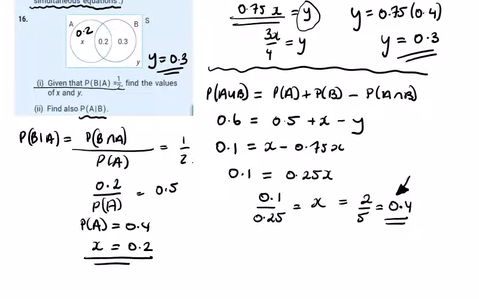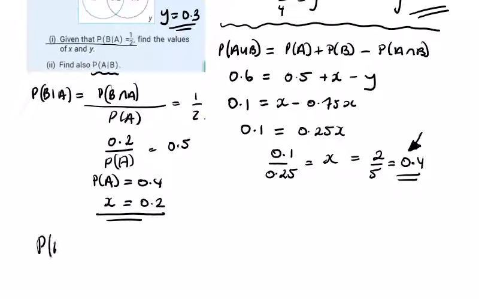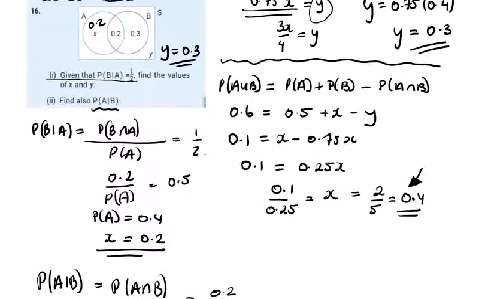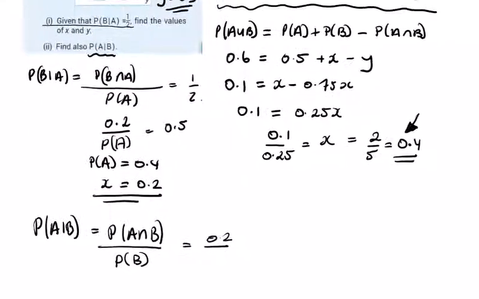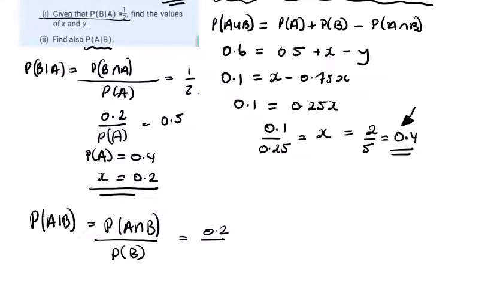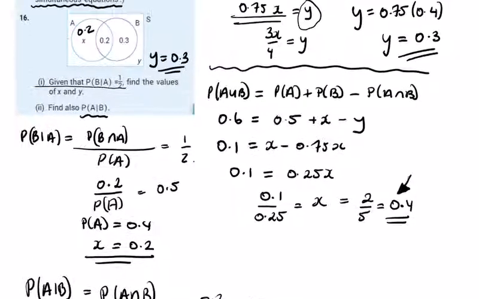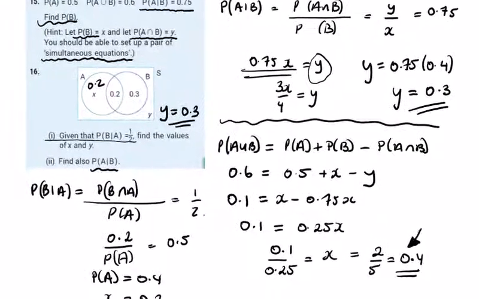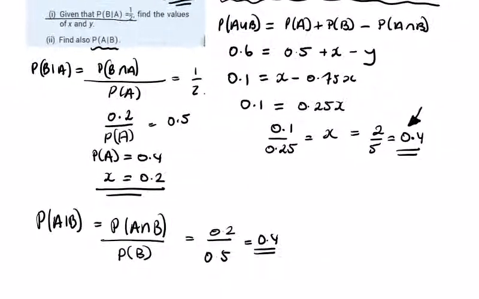We want the probability of A given B, which is equal to the probability of A intersection B, which we have as 0.2, over the probability of B. So 0.2, and then my probability of B becomes, well, it's 0.5. So that's equal to 0.4. That's all they ask here, so it's straightforward enough. 15 and 16. Okay, practice these questions.